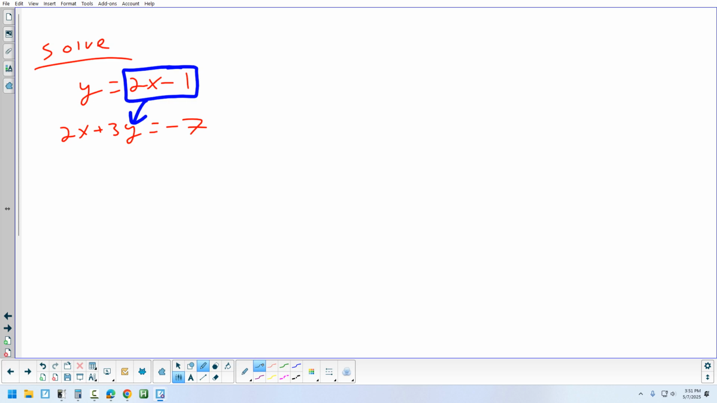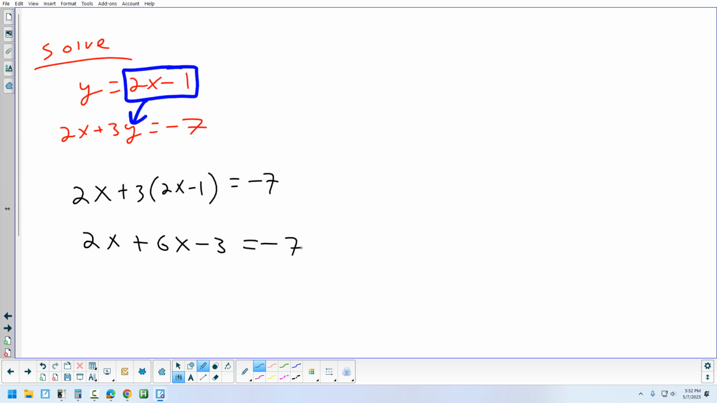When we plug it in, we want to be careful because that 3 is going to turn into a what property? Distributive. So when you substitute, make sure you put it in parentheses. Okay, so we've got 2x plus 3 times (2x minus 1) equals negative 7. All right, what do I get when I distribute the 3? 6x minus 3.